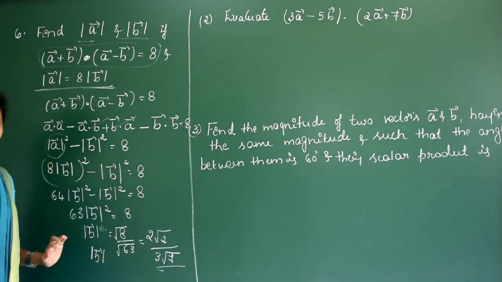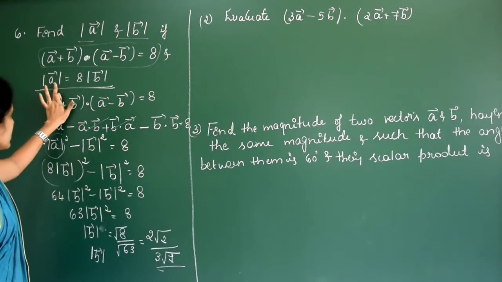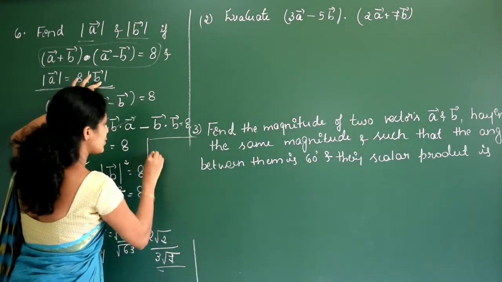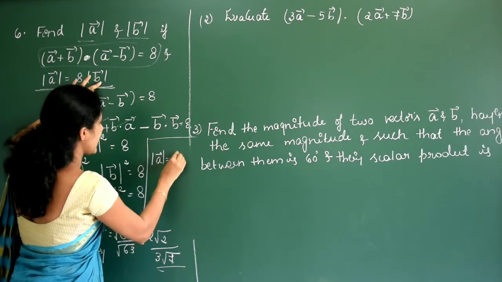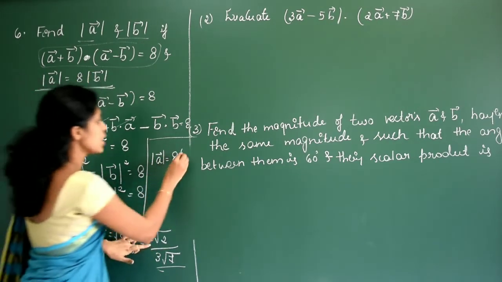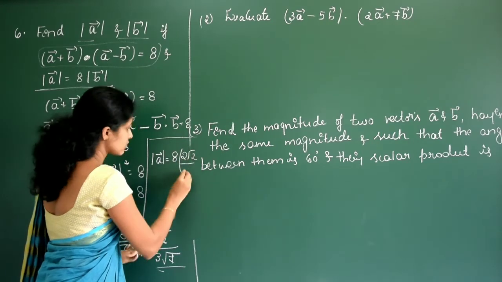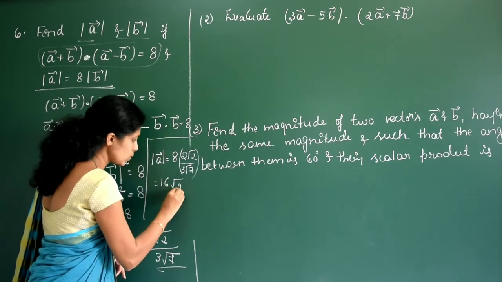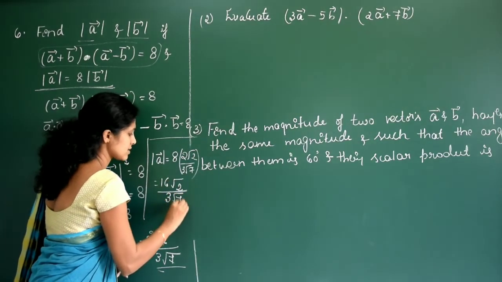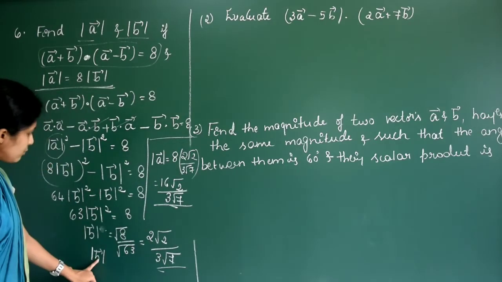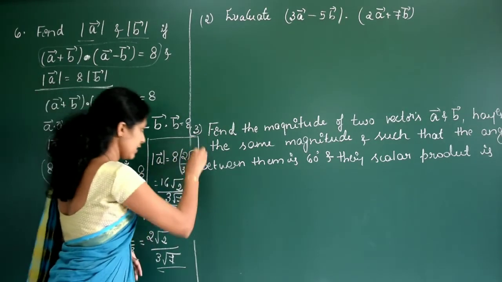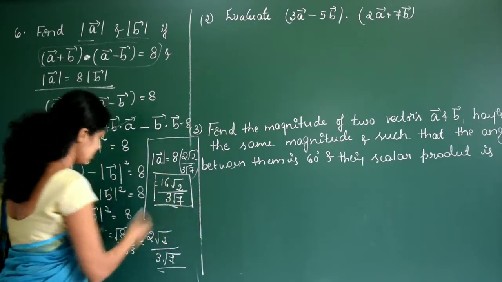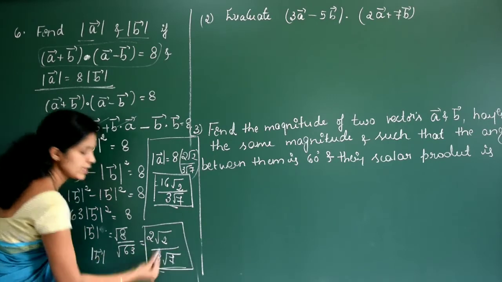Now we need to find the magnitude of A vector. What you have to do? Here the condition is there, right? We got the magnitude of B vector. So what will be the magnitude of A vector? The magnitude of A vector is equal to 8 times the magnitude of B vector, which is 2 root 2 divided by 3 root 7. So you can multiply 8 into 2, which will be 16 root 2 divided by 3 root 7. So this is the answer. This is the magnitude of B vector and this is the magnitude of A vector. Okay, simple. See, final answer.